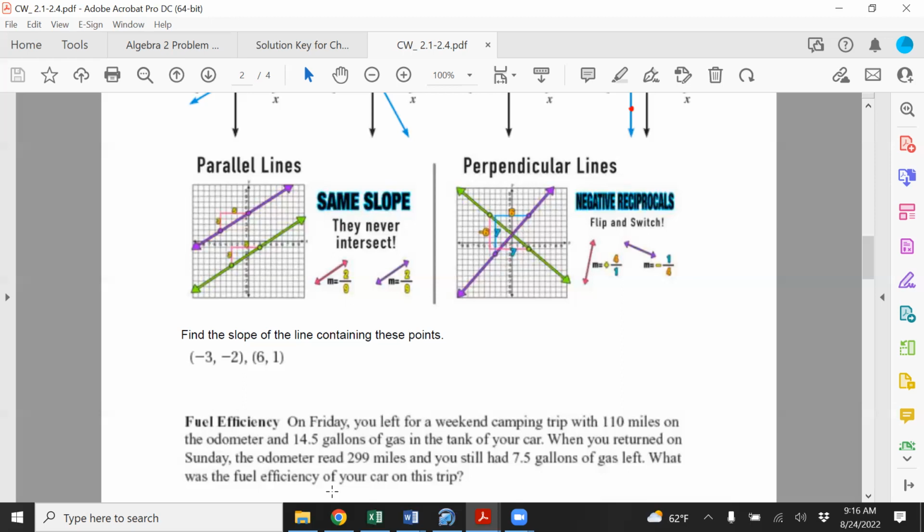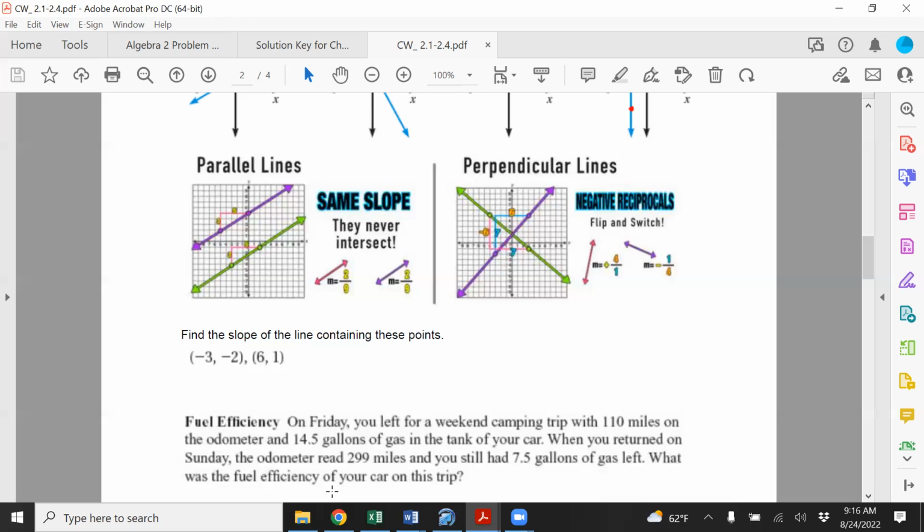But that's a pretty easy calculation, not that hard. Boring also. Let's do something a little more interesting. Let's look at the fuel efficiency one. On Friday, for a weekend camping trip, you have 110 miles on the odometer and 14.5 gallons of gas in the tank of your car. When you returned, the odometer was at 299, and you had 7.5 gallons of gas left. What was the fuel efficiency?